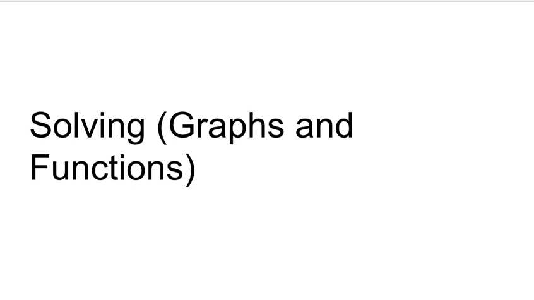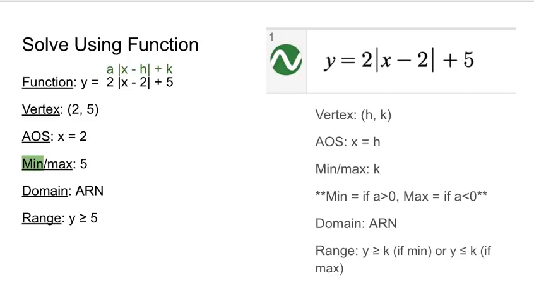And now we're going to be solving using graphs and functions. So first we're going to solve this using a function. If all we're given is this right here, and we already know how it's supposed to be formatted, then we can easily fill it out. H and k would give me the vertex. So that would be positive 2 comma positive 5. And then the axis of symmetry is the x value of the vertex, or the h. So that would be positive 2. The a value 2 is positive. So the graph would have a minimum rather than a maximum. And that minimum would be 5, which is the k value. Domain is all real numbers. And then the range, since it's a minimum, is y is greater than or equal to 5.